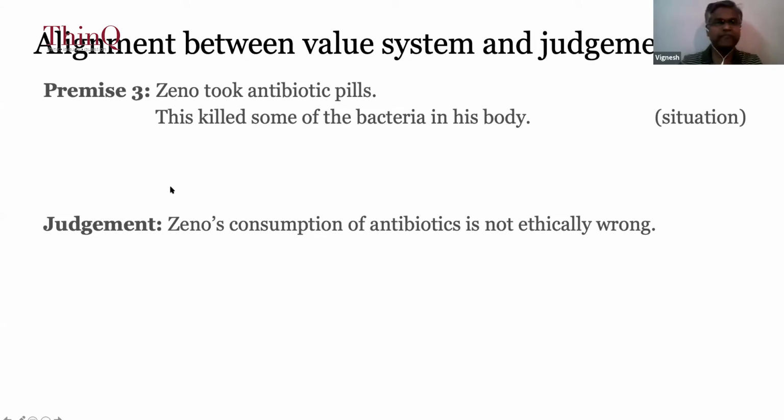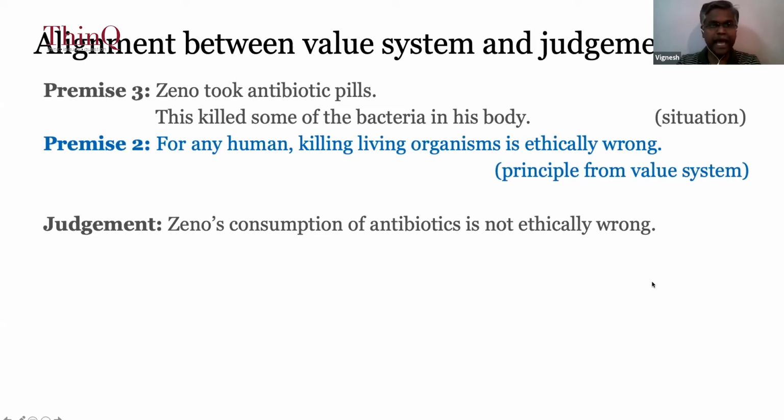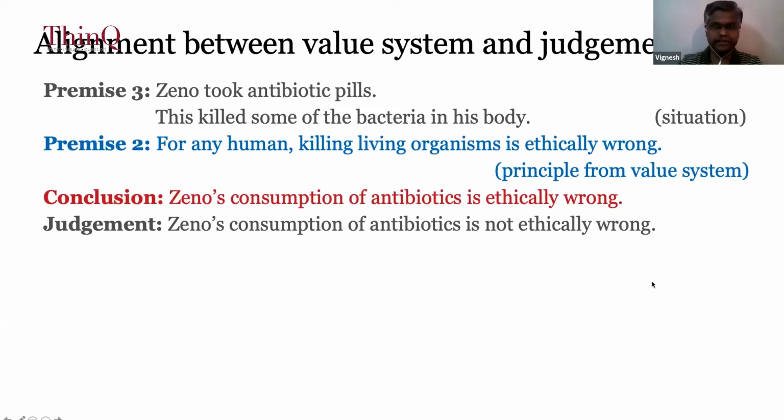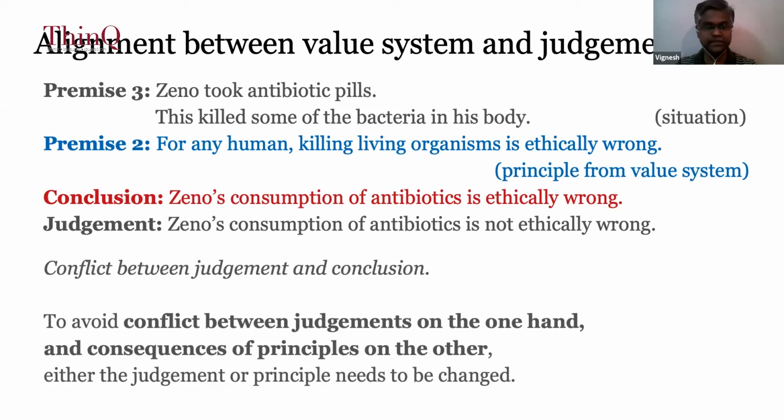My judgment is in conflict with the consequence of my principle. So how do we resolve this? There is a misalignment between the value system and the judgments. While your conclusion says that Zeno's consumption of antibiotics is ethically wrong, your judgment is that it's not ethically wrong for Zeno to do that. To avoid this conflict between judgments and consequences of principles, how do we resolve that? One way to resolve this would be to change either the principle such that your conclusion and the judgment match, or change the judgment.